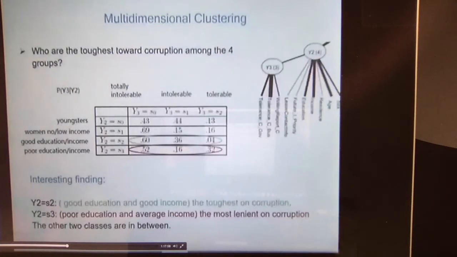And then of course you can check the relationships between different latent variables. Here we find out that among those 4 classes of people, the people with good education and good income are the toughest on corruption. The other extreme is people with poor education and average income. They are the most lenient. The youngsters and women are in between.